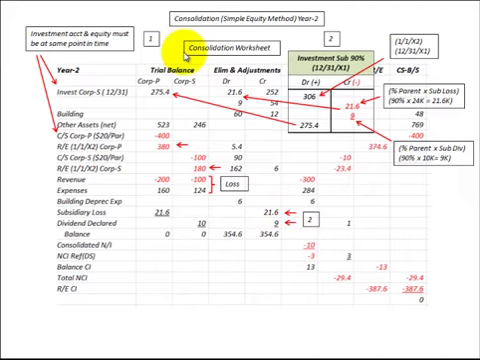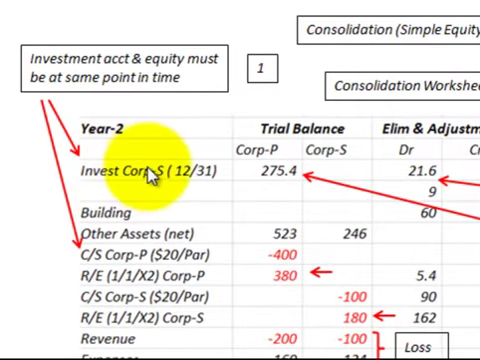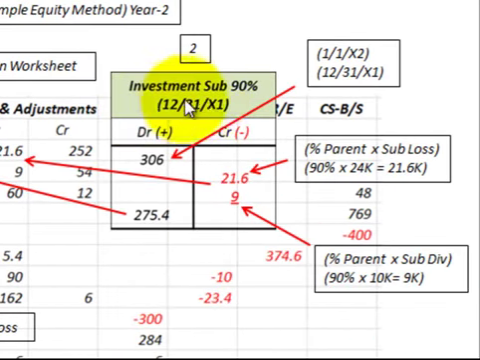Okay, now looking at our consolidation worksheet for year 2. We have to bring the investment account in the subsidiary, which is sitting at the end of the year, X2 at the 12/31 date, in line with the equity account, which is sitting at 1/1, or the beginning of year 2. So to do that, we have to make our adjustments to our investment in the subsidiary, and this is based on the 12/31 end of the year date. So at the end of the year, we have a $275,400 balance in this investment in the sub.